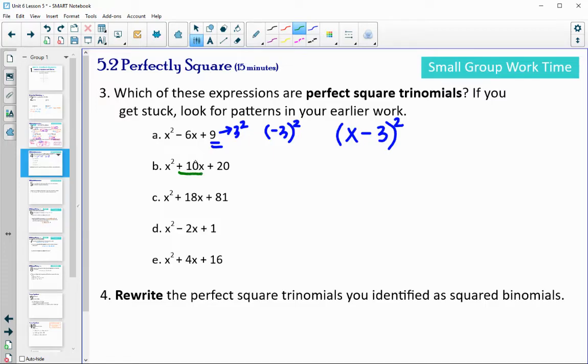So let's look at this one starting in the middle. So half of 10 is 5. Is 5 squared 20? Okay, so 5 squared equals 25, not 20. So this one is not a perfect square trinomial.